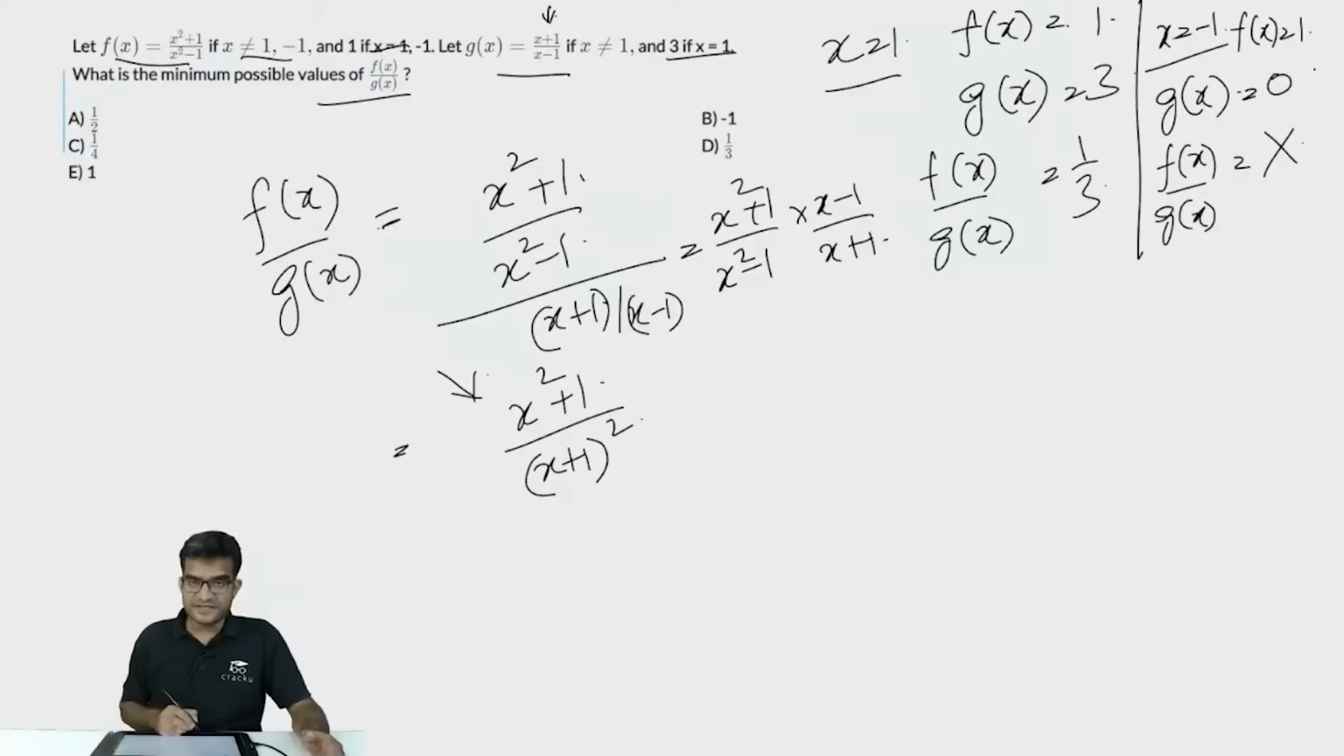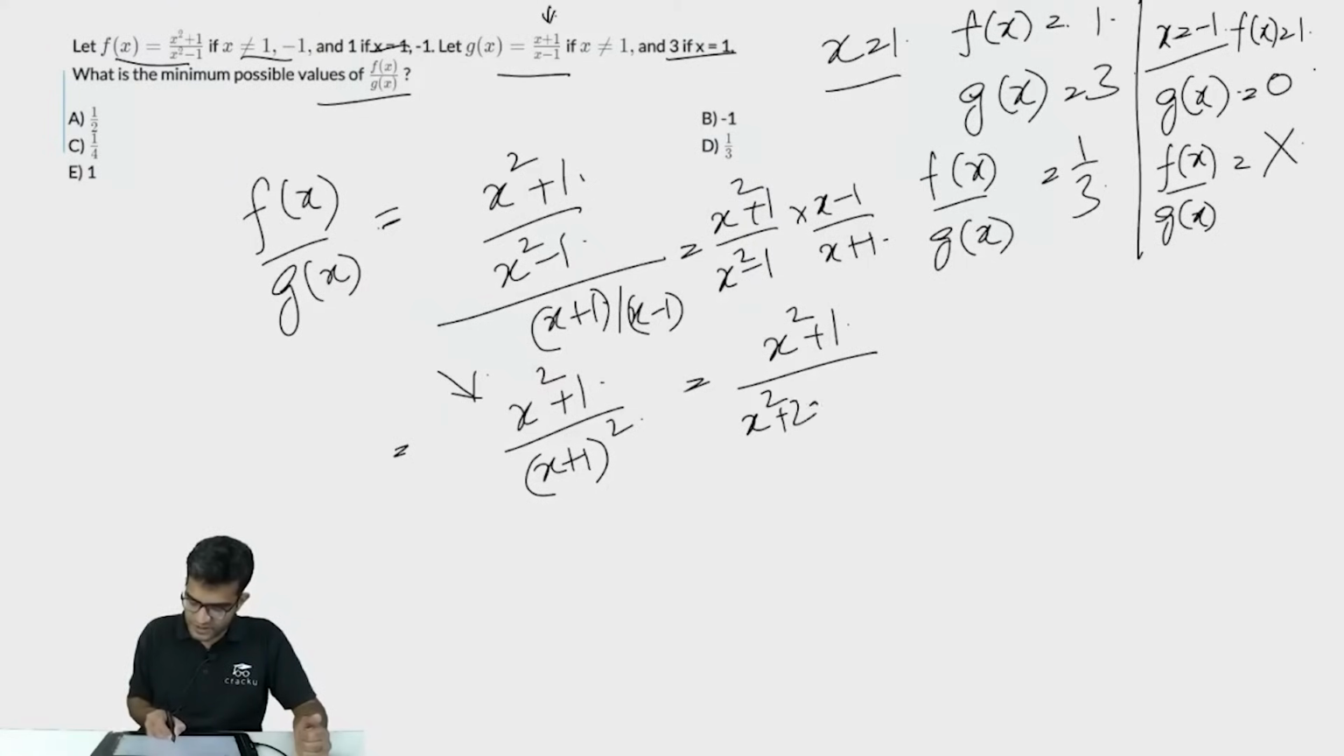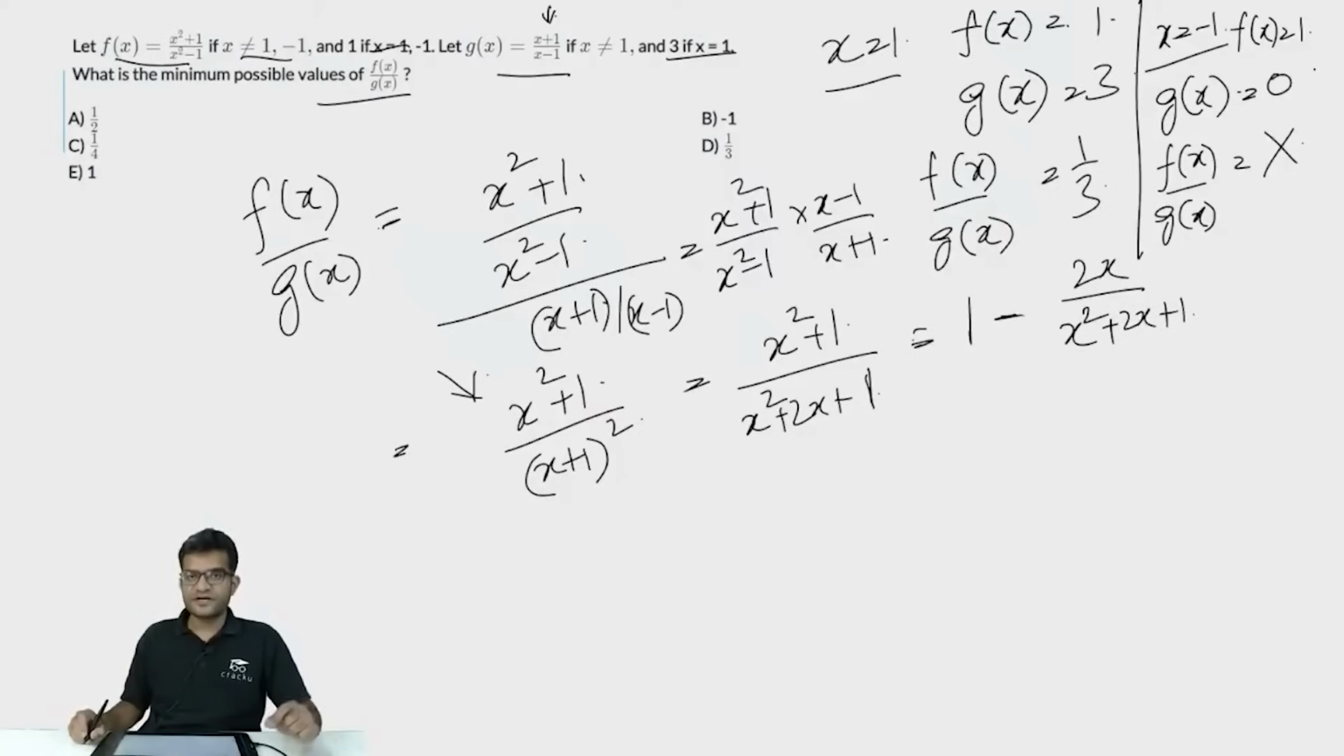If you are trying to minimize this, you know that the denominator, which is x plus 1 whole square, is x square plus 2x plus 1. So this is equal to x square plus 1 divided by x square plus 2x plus 1. This is what we are trying to minimize. This would become equal to 1 minus 2x divided by x square plus 2x plus 1. This is just the simplification. This is what we are trying to minimize.